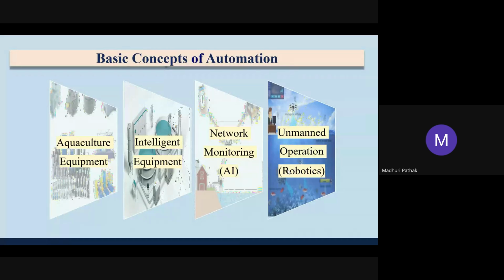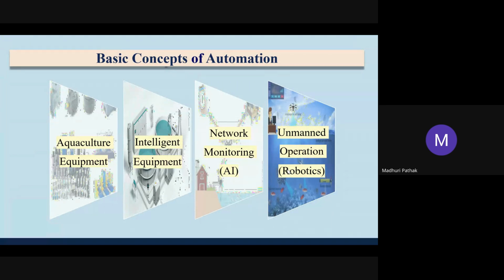So, for example, aquaculture equipment. Suppose I have one shrimp farm, a 1 hectare farm, and I have four aquaculture ponds. And I have placed aerators to maintain the dissolved oxygen. Then the aerators will move inside and they will maintain the dissolved oxygen.